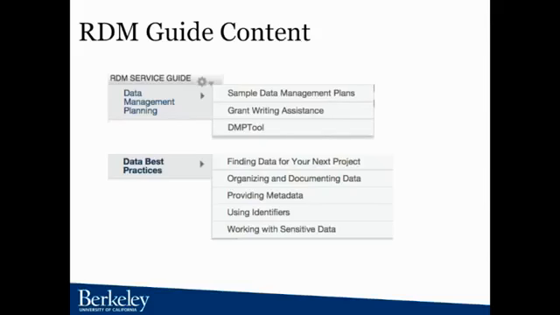Data best practices covers a range of topics from finding data, which eventually will include complex topics like licensing and data use agreements, how you can organize and document your data to make it more likely that it will be reusable in the future. This is a big topic. And that also ties to providing metadata and identifiers that uniquely identify data sets or even atomic data elements. And then working with sensitive data, which is obviously a big topic that a lot of people have brought up with us.